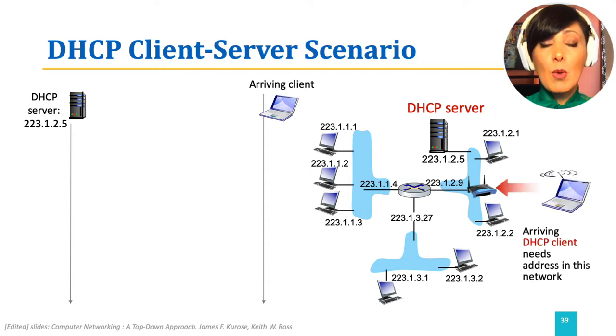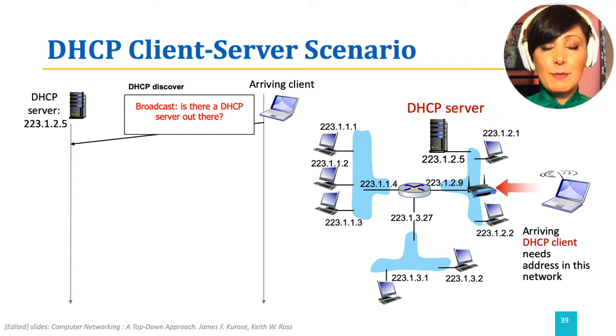It connects to the Wi-Fi access point with address 223.1.2.9. When this host comes into this network, it first broadcasts a DHCP discover message, trying to find the DHCP server. It sets the destination address of the datagram to 255.255.255.255, which is the IP broadcast address. It sets the source of the IP datagram to 0.0.0.0, the default address.